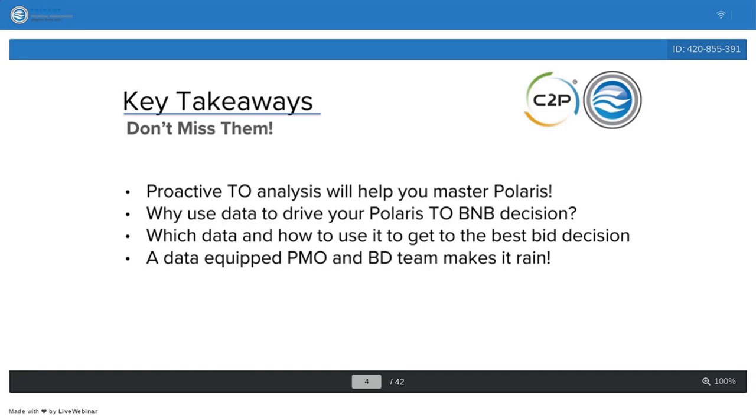Key takeaways are four, right? So first one is make sure that we do proactive task order management to make sure that we get the most out of the Polaris bid. Second, we're going to discuss why we should want to use data to make the most out of the Polaris task order. Then we're going to talk about which data and how to use it. And lastly, we're going to dive into why we should actually have a PMO, a program management office, to make the most out of Polaris and just make it rain.